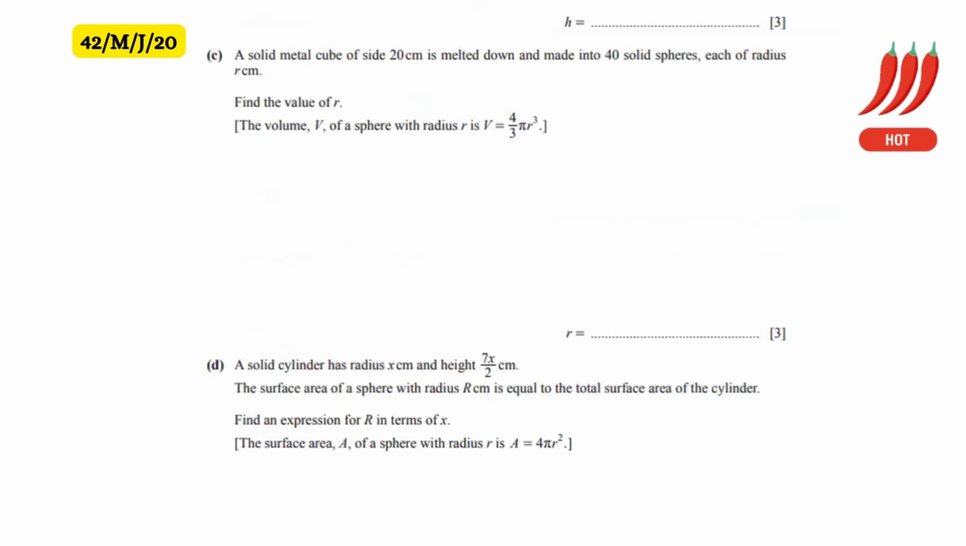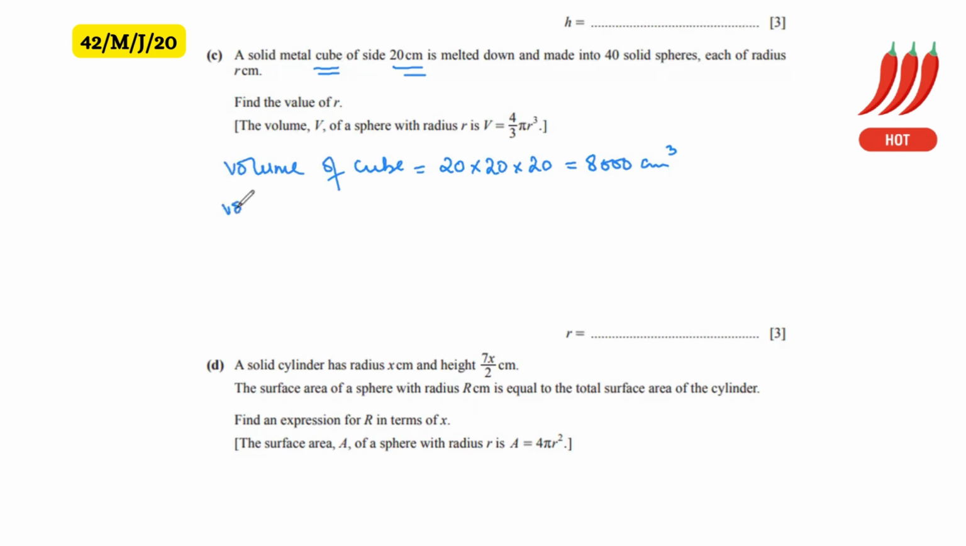Then it says a solid metal cube of side 20 centimeters is melted down and made into 40 solid spheres, each of radius r centimeters. Find the value of r. So since it's a metal cube, that means all sides are 20. So the volume of the cube is going to be 20 times 20 times 20, which is 8,000 centimeters cubed. So this cube is melted to make 40 solid spheres, each with a radius of r centimeters. We have to find the value of r.